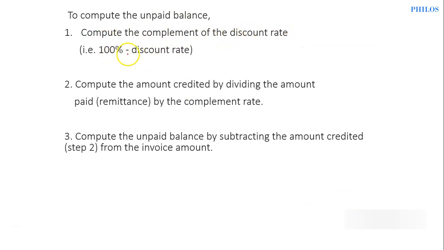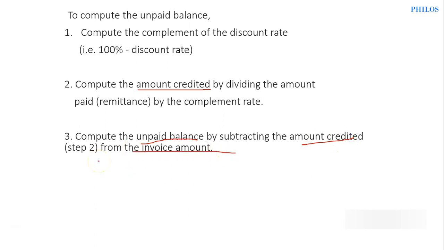Okay, so that's 100% minus the discount rate. After that, you compute the amount credited by dividing the amount paid, that's the remittance, by the complement rate. So the amount paid, which is the remittance, divided by the complement rate will give you the amount credited. You can also compute the unpaid balance by subtracting the amount credited from the invoice amount.